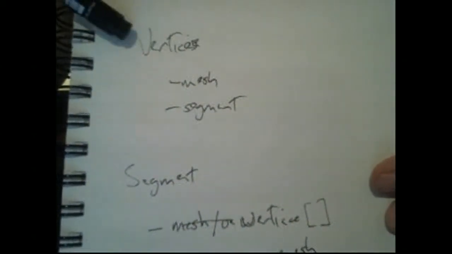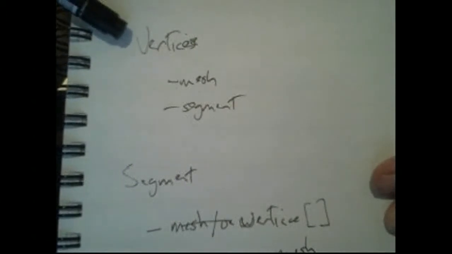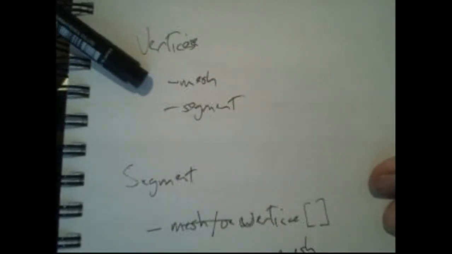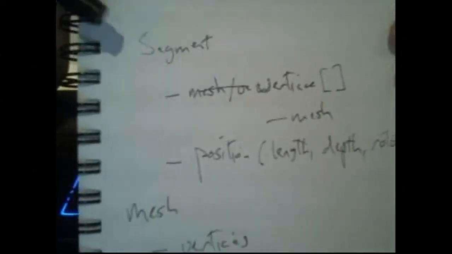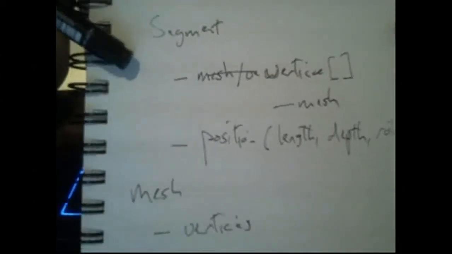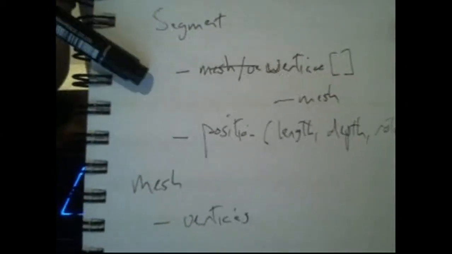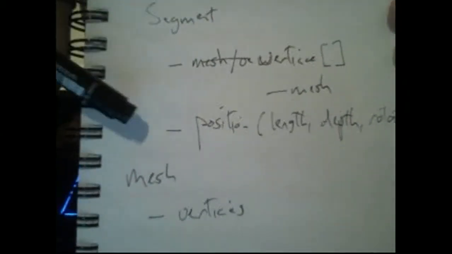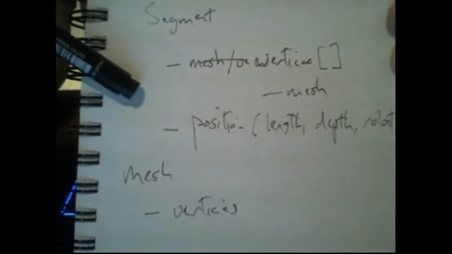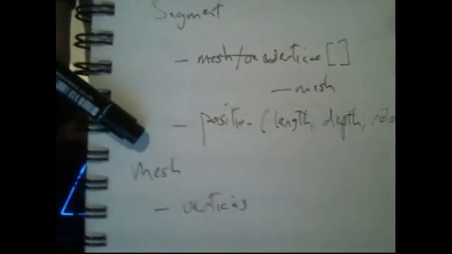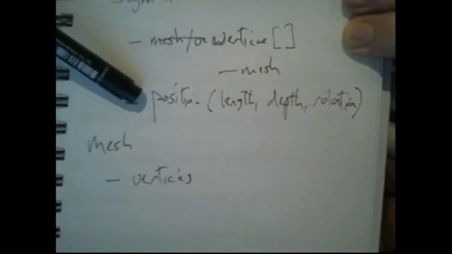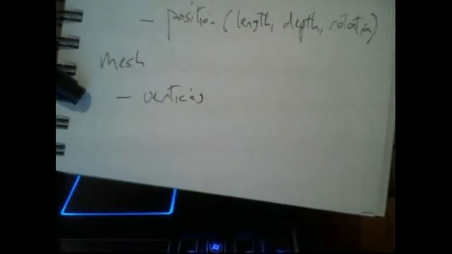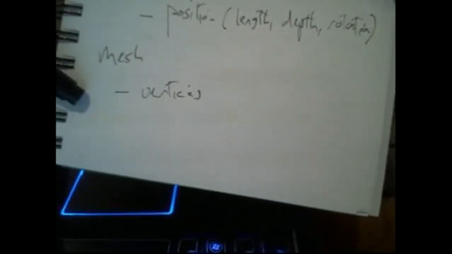We could create a vertice class and have a mesh member variable and a segment member variable. We could create a segment class, and it has a list of vertices, and each one of those vertices is somehow connected to a mesh. And it has a function called position that takes in length, depth, and rotation. And already we have a mesh that's made up of vertices. This is something we're stuck with.